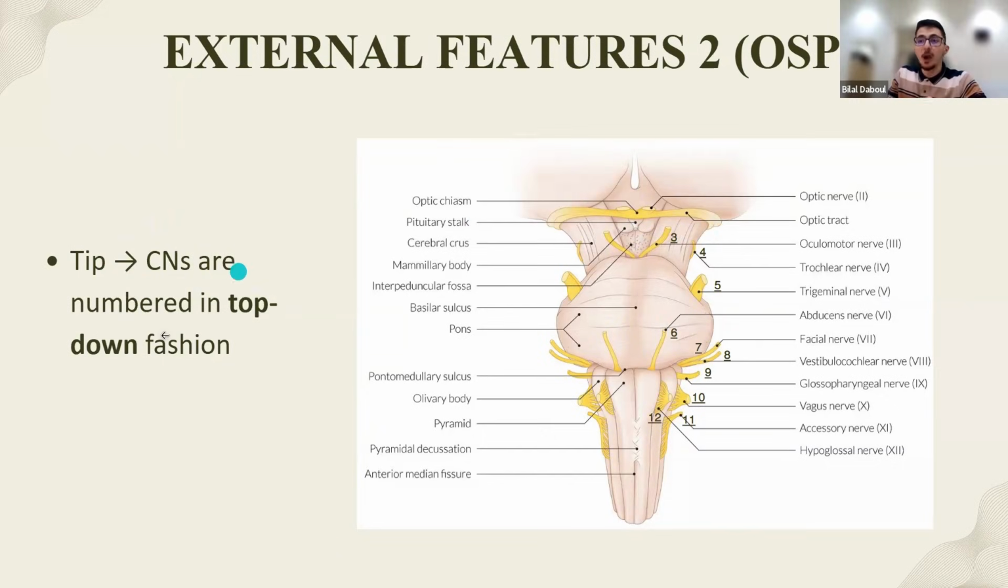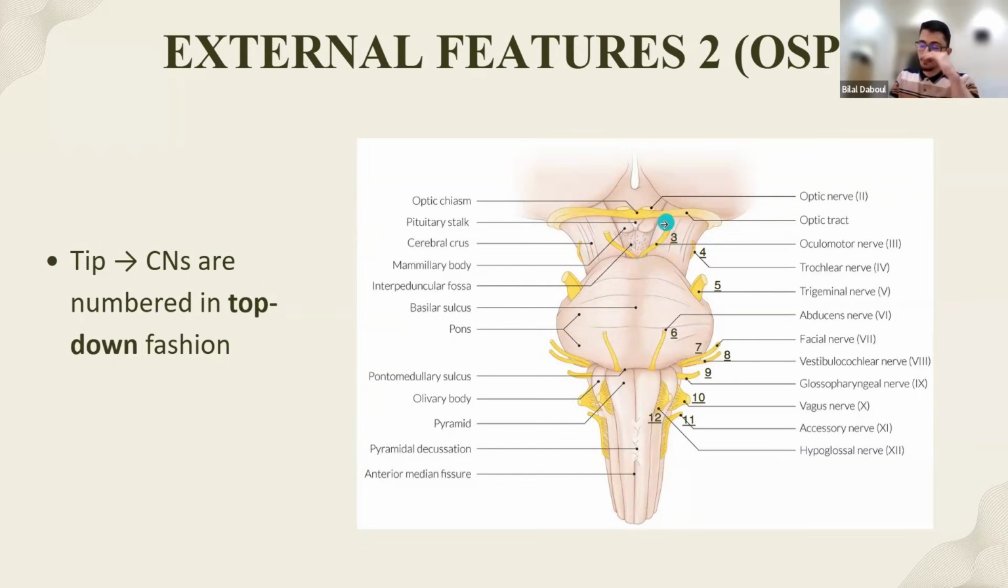Cranial nerves are numbered in top-down fashion, okay? So now we have 12 cranial nerves, okay? We have the olfactory, the optic, the oculomotor, the trochlear, the trigeminal, the abducent, the facial, the vestibulocochlear, the glossopharyngeal, the vagus, the accessory, and the hypoglossal. So they're numbered in top-down fashion, meaning the third cranial nerve, the oculomotor, if you see here, we have the two cerebral peduncles, which I discussed previously.